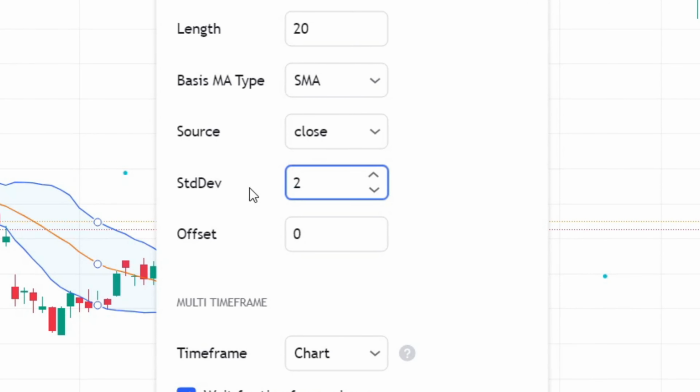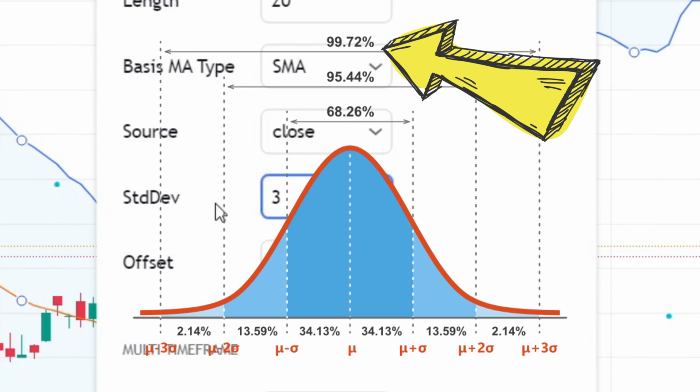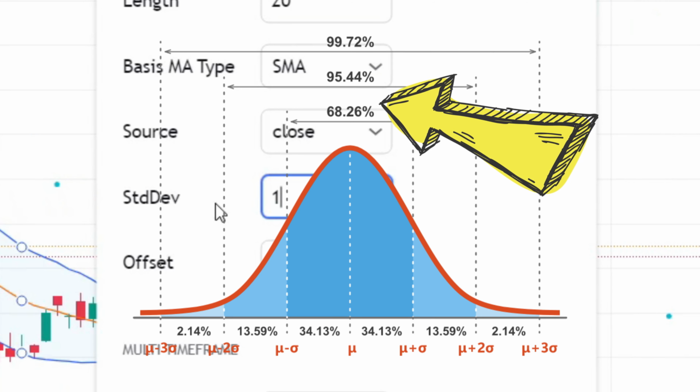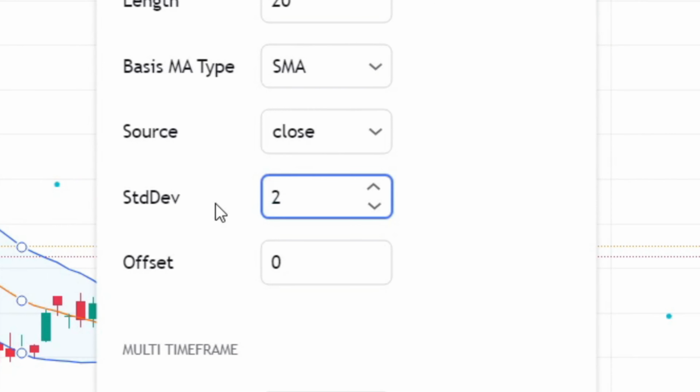But here I usually recommend to keep it at 2, because if you choose 3, pretty much all price action will be within the bands, but if you decrease it to 1, you will notice that a lot of the price action will be outside. So let's choose 2 right here.